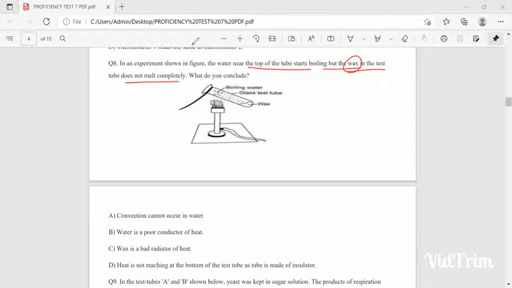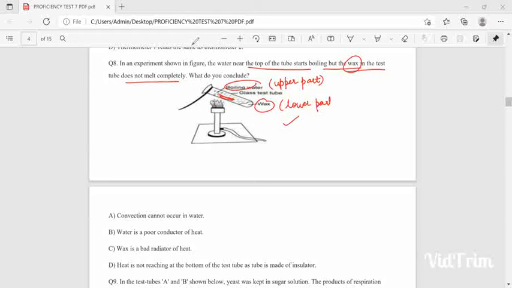Now in the figure, it can be seen that there is boiling water in the upper part of the tube, and wax is present in the lower part of this tube. So the upper part of the tube contains boiling water and the lower portion of the tube contains wax.